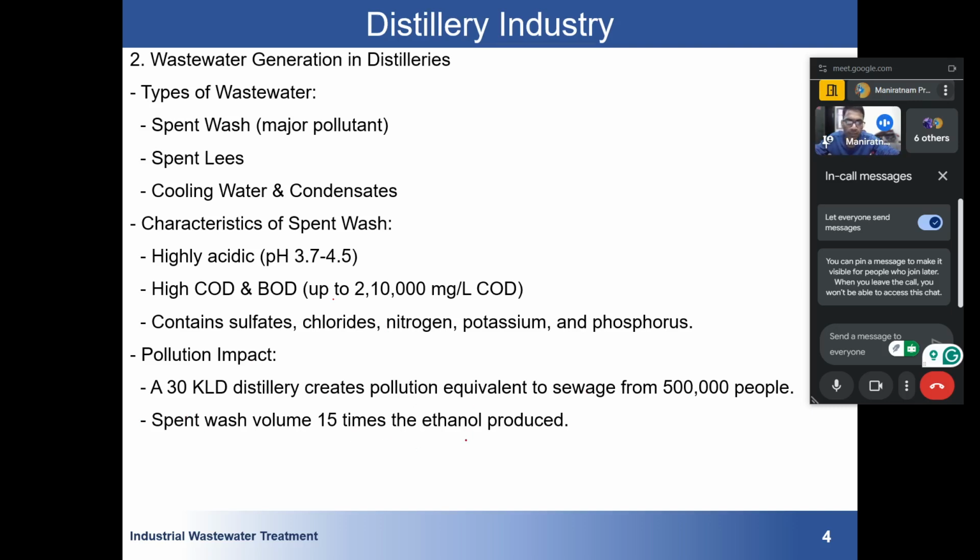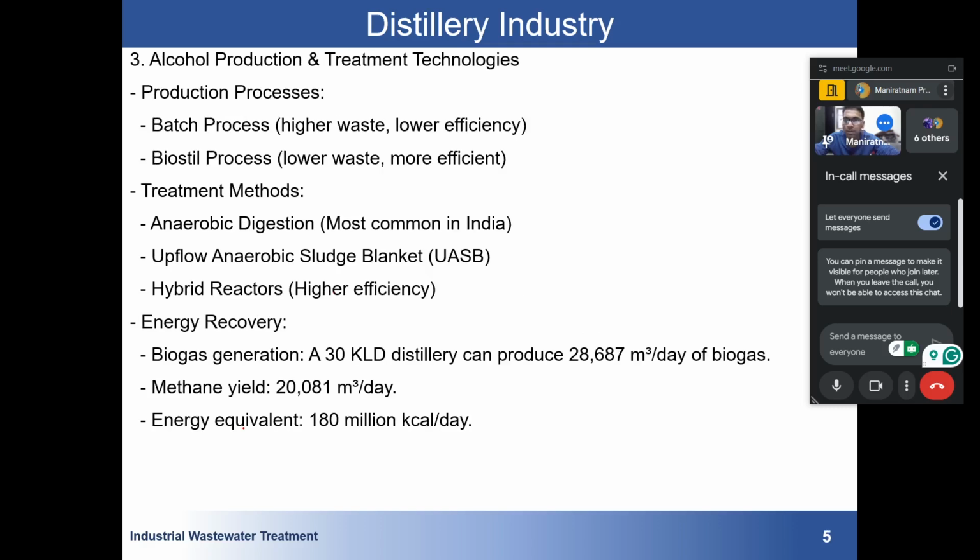Whatever ethanol is being produced, 15 times that amount is spent waste. Now we have alcohol production and treatment technology. The batch process is older and means a huge amount of waste and lower efficiency. Then a modern production method was developed, the biosteel process, and a lower amount of waste is produced, and it is more efficient also.